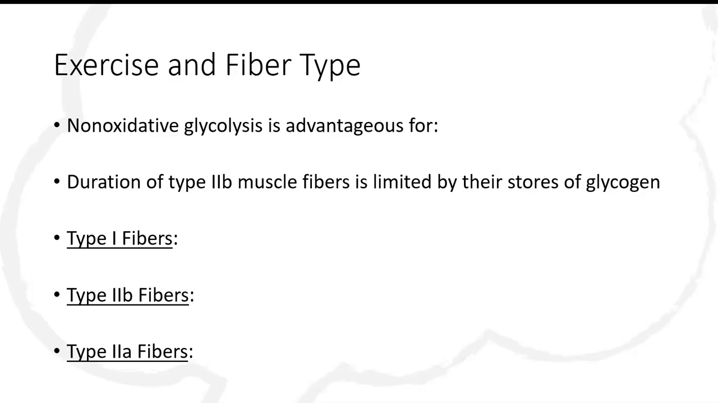The duration of those type 2B muscle fibers in order for you to exercise is limited by the glycogen stores. The more glycogen you have stored, the more glycogen molecules you can access in order to break it down into a glucose 6-phosphate, bring it down to the anaerobic chain, and use the glucose molecule or glycogen molecule to produce very quick amounts of ATP. Okay.